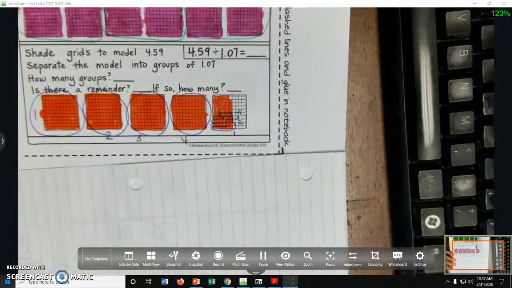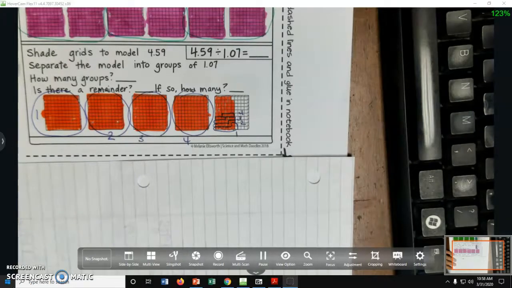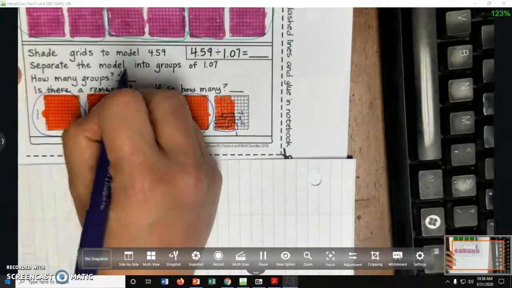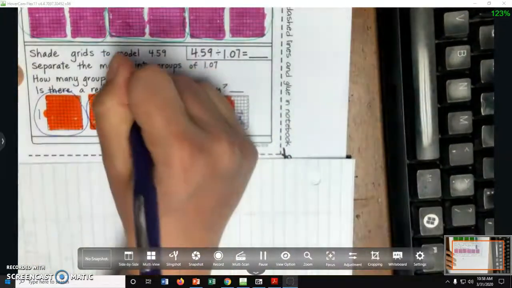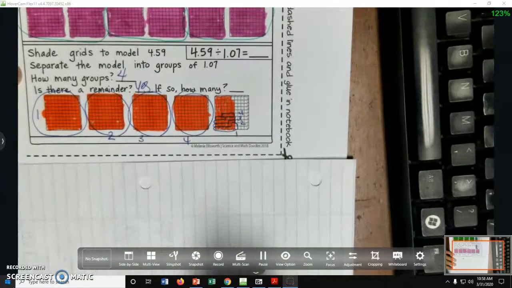All right. Can I make another group of 1 and 7 hundredths? No, I don't have any more 1s. So, how many groups are there? Well, I have 4 groups. Is there a remainder? Yes. How many? That's going to be the question.